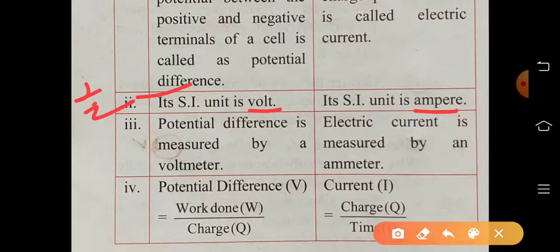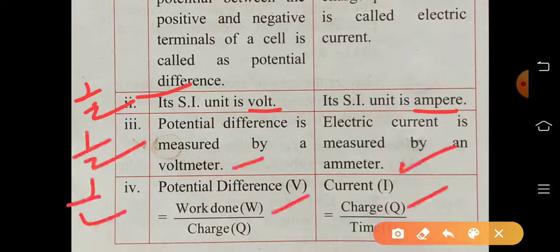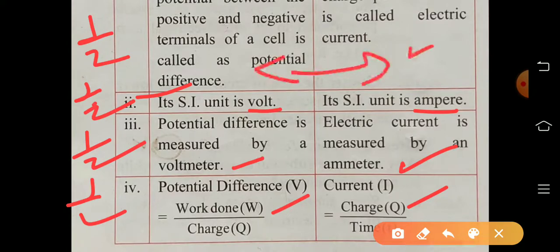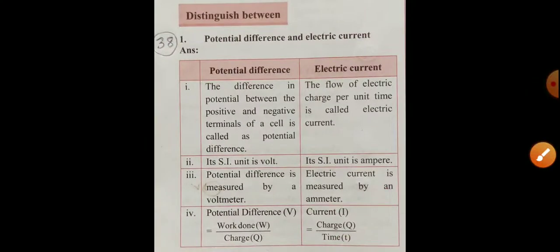Next, third point: potential difference is measured by a voltmeter and current is measured by an ammeter. So you get one more half mark. And at the last, write down the formula of potential difference and current. In this way, you get the 2 marks. On both sides, both points are required to be correct, then you get the full marks. Otherwise, you lose marks.